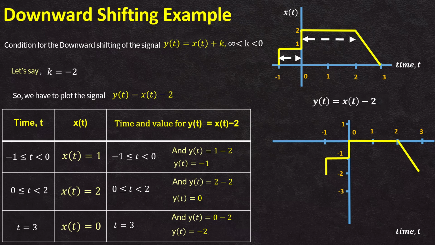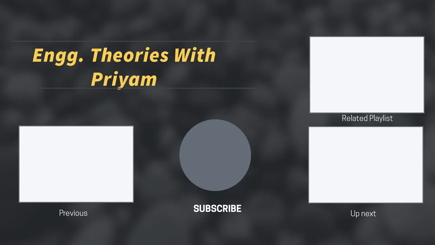So for the downward shifting of a continuous time signal, we just need to subtract k from the amplitude axis of the signal for every time instant, and no changes in the time axis of the signal should take place. This concludes our discussion for this lecture.